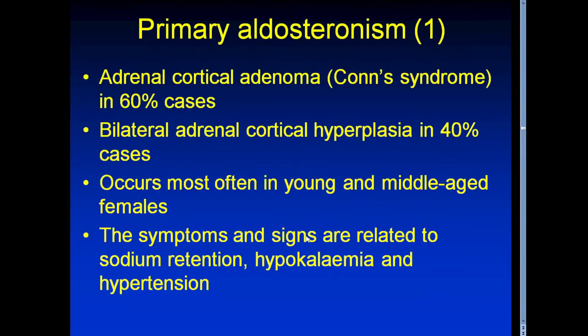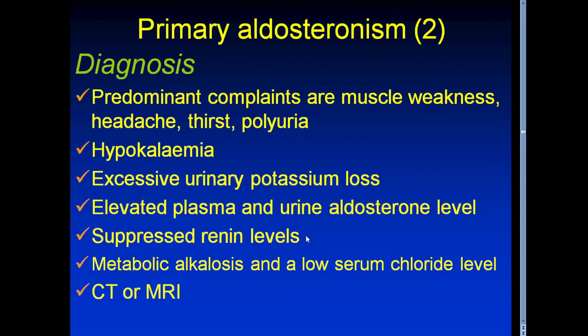Primary aldosteronism: adrenal cortical adenoma, Conn's syndrome, in 60% of cases. Bilateral adrenal cortical hyperplasia in 40% of cases. Occurs most often in young and middle-aged females. The symptoms and signs are related to sodium retention, hypokalemia, and hypertension. Predominant complaints are muscle weakness, headache, thirst, and polyuria. Hypokalemia, excessive urinary potassium loss, elevated plasma and urine aldosterone level, suppressed renin level. Metabolic alkalosis and low serum chloride level, CT or MRI.